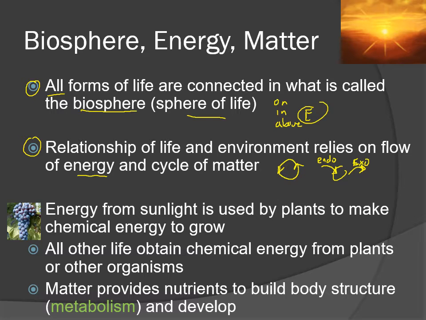Energy from sunlight is used by plants to make chemical energy, which is how the organism can grow. All other life besides plants must obtain chemical energy from plants or other organisms that rely on plants. So everything goes all the way back to plants at pretty much the base of the food chain. And plants can make their own energy that they need to grow, but everything else relies upon plants or other animals or organisms that eat plants.